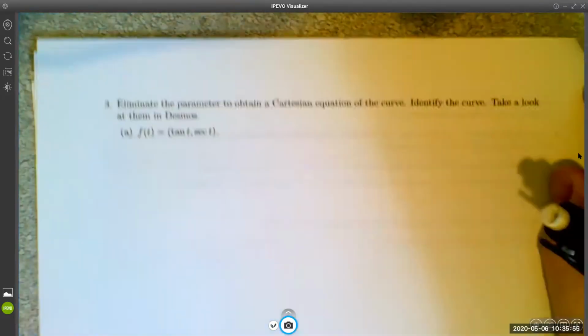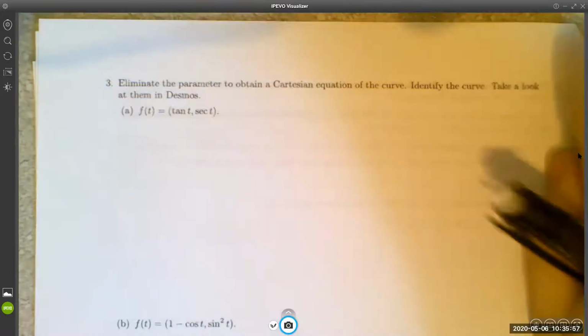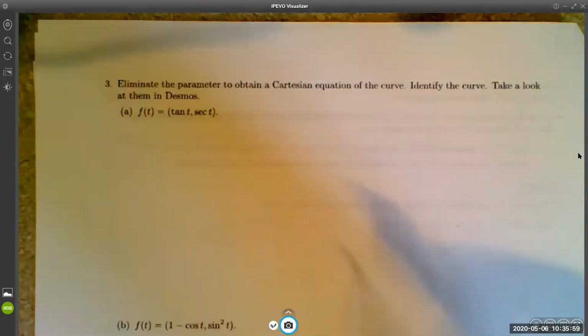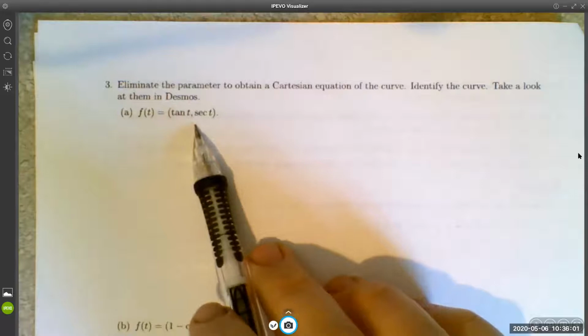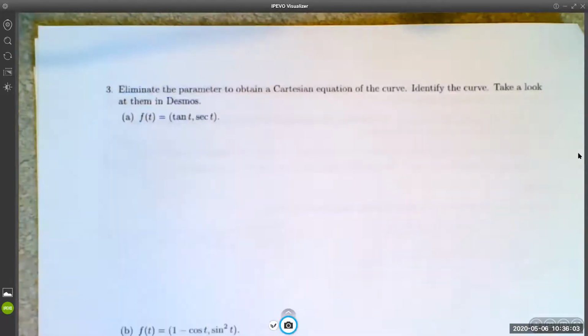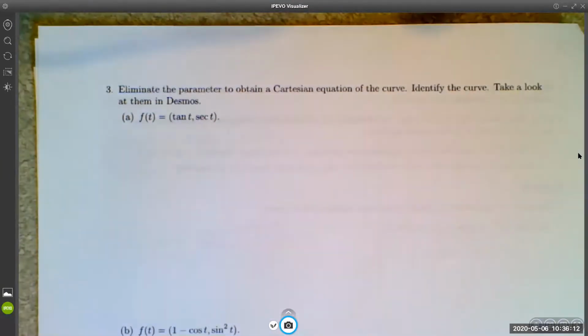Here are a couple more examples. So go ahead and pause the video, see if you can work out this one. See if you can change this into a Cartesian equation, a rectangular equation, and then see if you can identify the curve. And then we'll look at these curves in Desmos once we're done with these 3 examples.